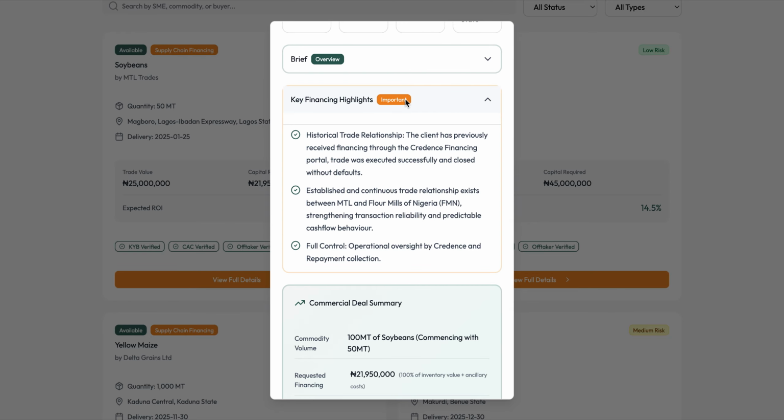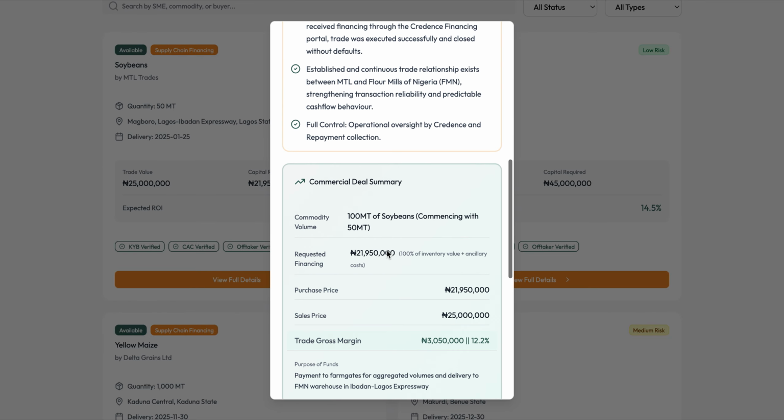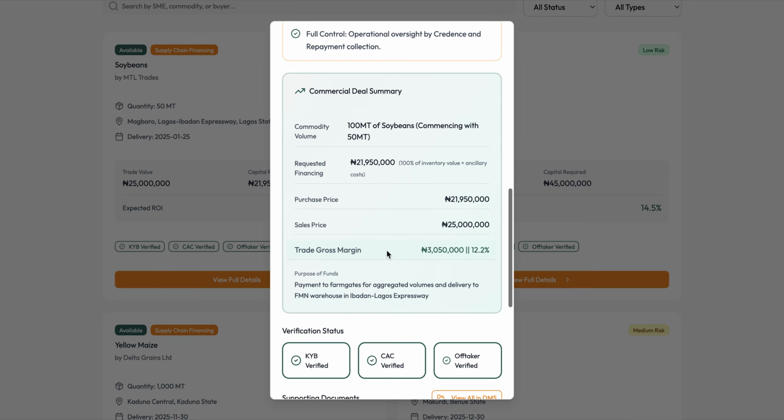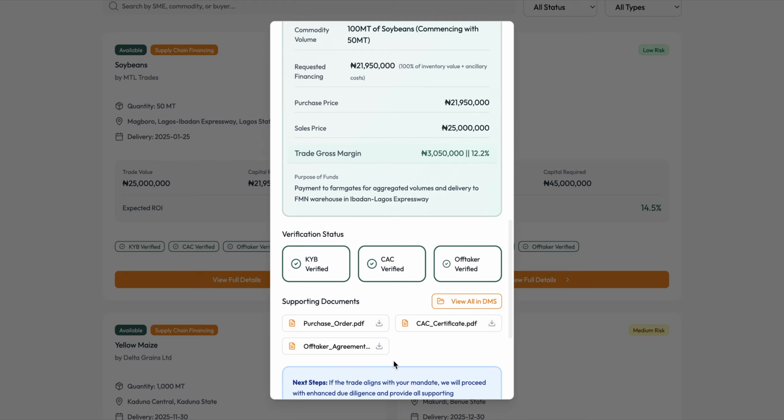Oh, they have an established trade relationship. Oh, this person has been able to access capital through Credence. These are a couple of pieces of information we do provide as well. Speaking of the commercial deal summary, you get to see visibility into it.